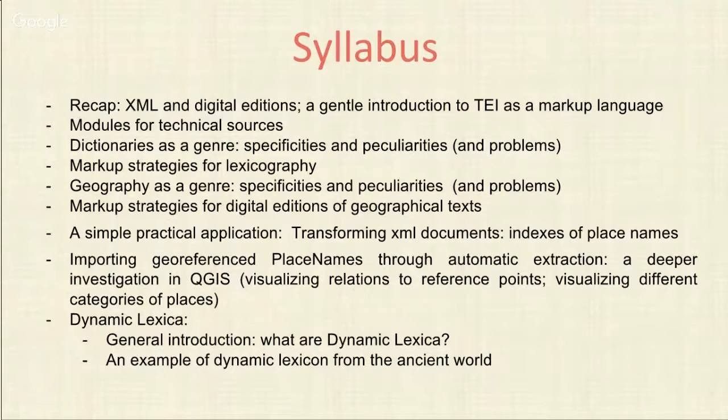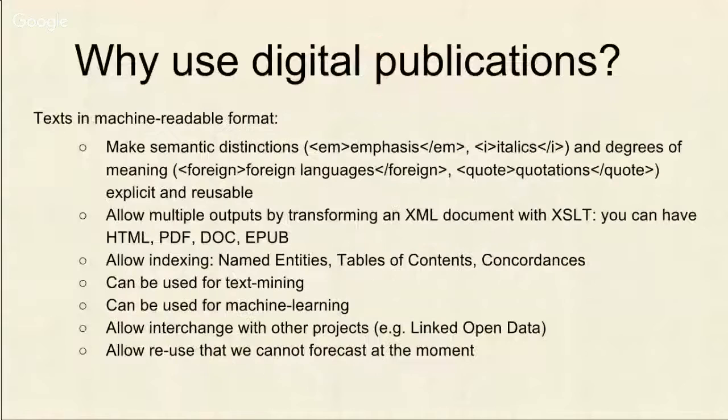So, a very quick recap about XML and digital editions. Why should we use digital editions or digital publications in general? That means having our text in machine-readable format. What is a text in machine-readable format? It is a text where the semantic features and some features of meaning are made explicit and are reusable, essentially.